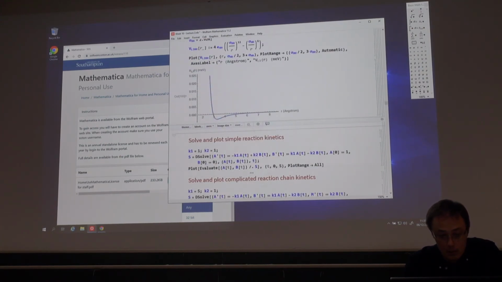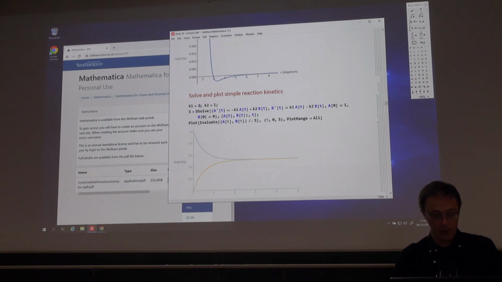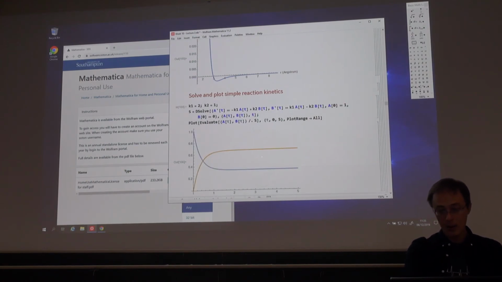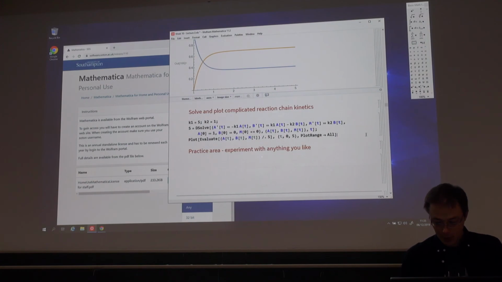Reaction kinetics, right? We are solving a bunch of differential equations, and then we are plotting the solution for specific values of the kinetic rate constants. So in the case when the two constants are equal, the concentrations equalize over time. And if the forward rate is twice as fast as the backward rate, there will be more product than there was reactant in that equilibrium. So you can do some chemical kinetics modeling. Some really complicated chain reaction in this case.